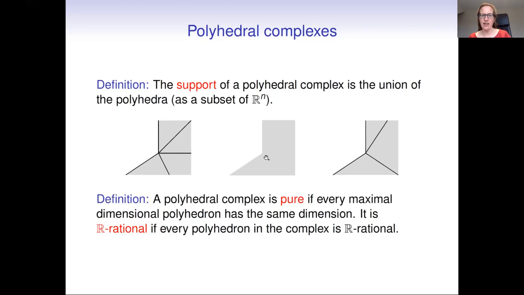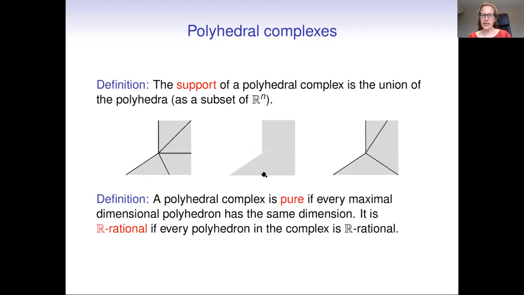Okay? And one thing you'll notice is that I've got two different polyhedral complexes. This one has these 4 cones, this one has 3 cones, with the same support. In tropical geometry, there is often a polyhedral complex related to our tropicalization, but there's not a canonical one, which is why we'll talk about the support of a polyhedral complex.